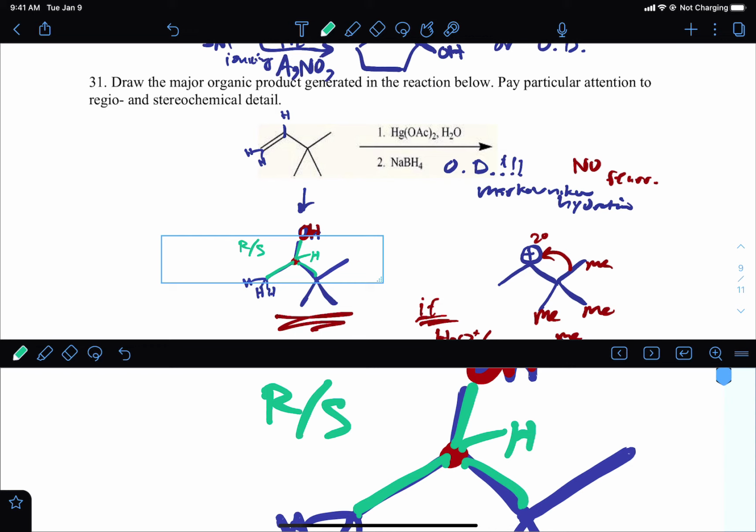Good. Yeah, no rearrangements. Okay. So this is, in fact, what's on your answer key. Your answer key does go through the mechanism, which is great, because I told you to look that up. It goes through the mechanism for oxymercuration, demercuration, and you end up with the alcohol exactly where you'd expect.